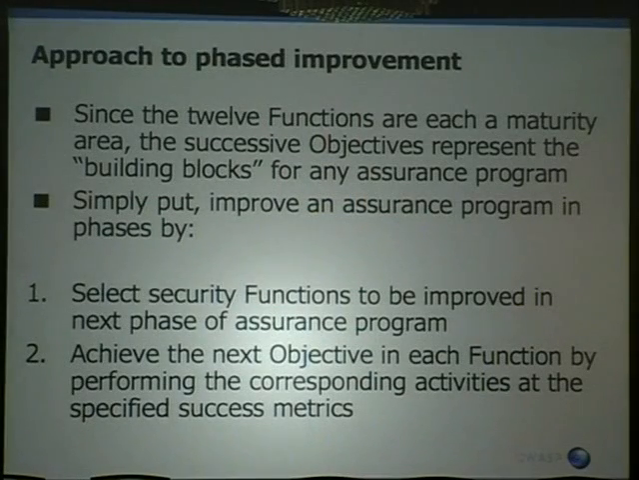So, if this model makes sense in general, how it's structured, we can talk about sort of the phased approach to improvement. Now, the way you would improve an organization is actually rather simple, at least in theory. You would pick the security functions that you want to improve in the next iteration of your dev program, or your assurance program, I should say, and then you would accomplish the next level in each one of those security functions. So basically, planning an assurance program becomes selecting from the 12 which ones you're going to improve next, and then improving them by actually upgrading the activities that you're doing and making sure that you're performing at the next level of success metrics that are defined. So it should be relatively straightforward. Any questions so far? Make sense? Okay.